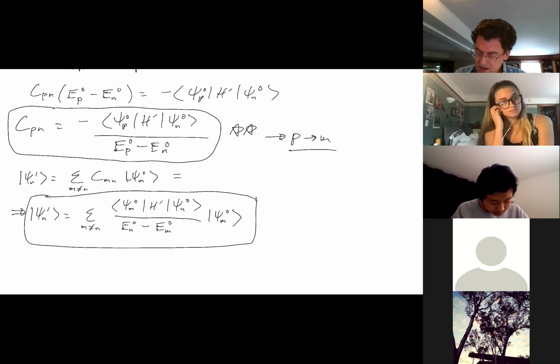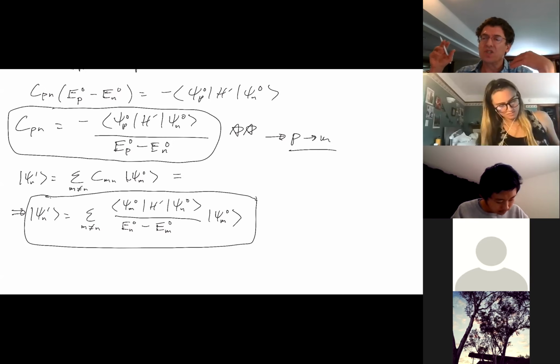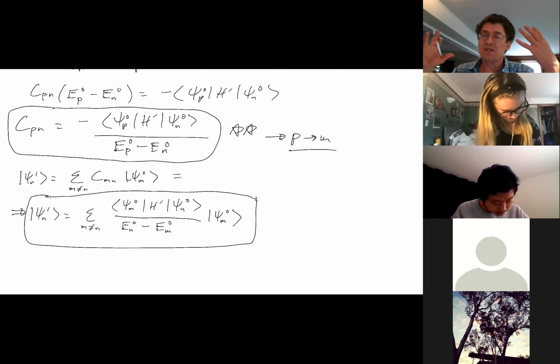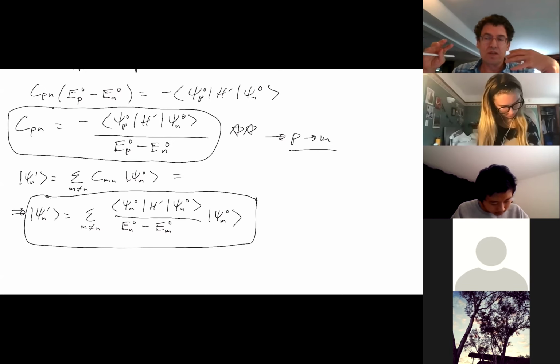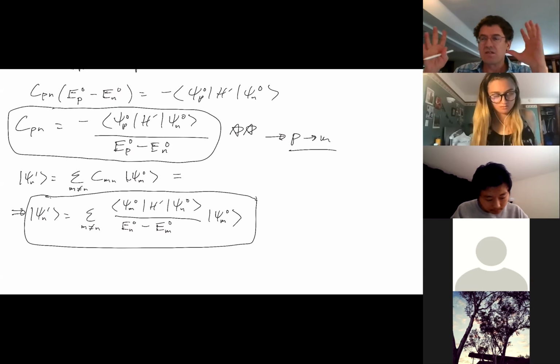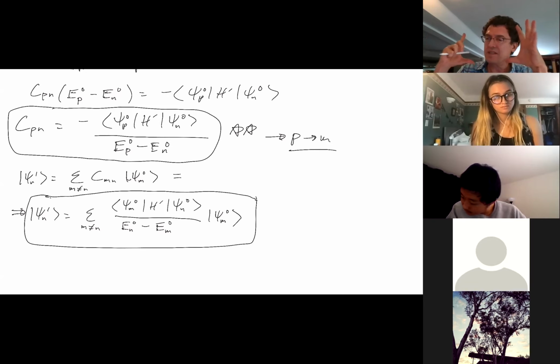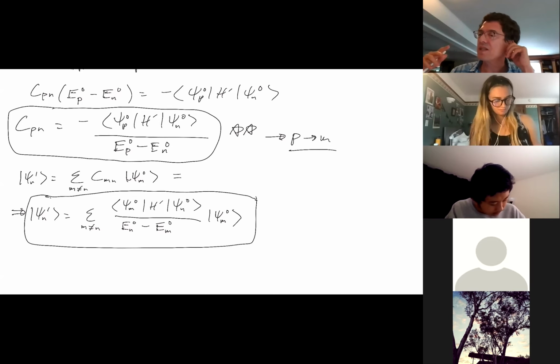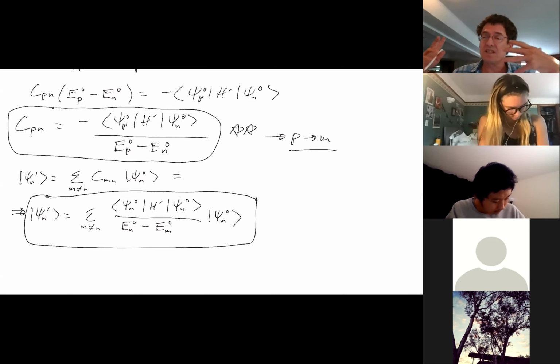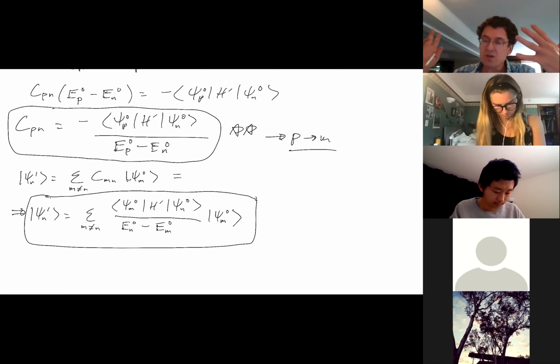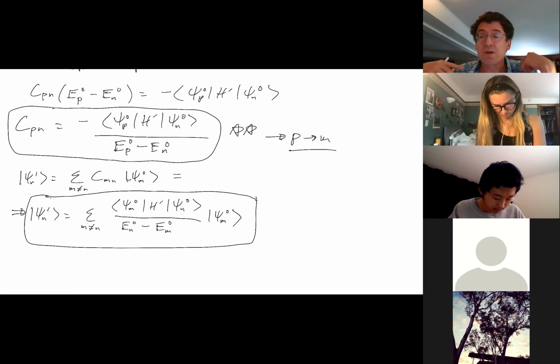M is basically summing over all the eigenstates. It depends on the details of your problem. You might have a restricted subspace where it's not infinite. But basically you have the unperturbed Hamiltonian, and it's just summing over all the eigenstates of the unperturbed Hamiltonian, whatever they are. Is that okay?